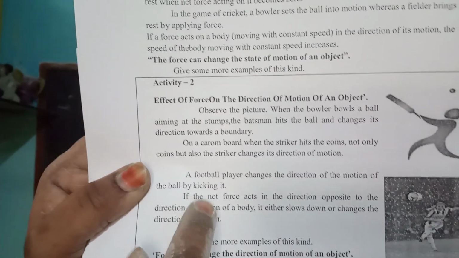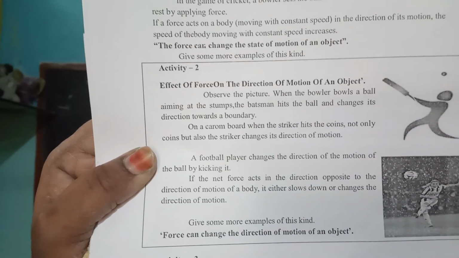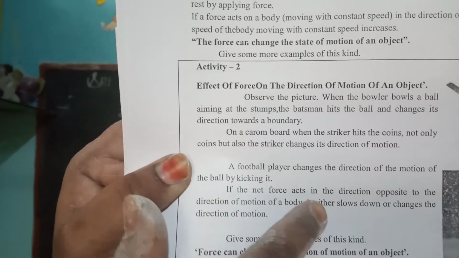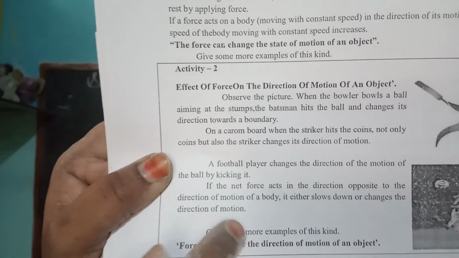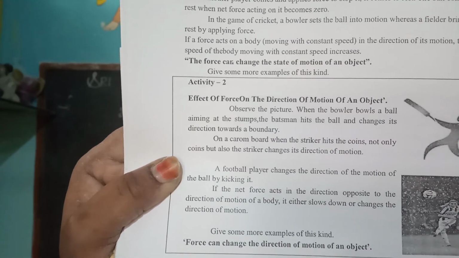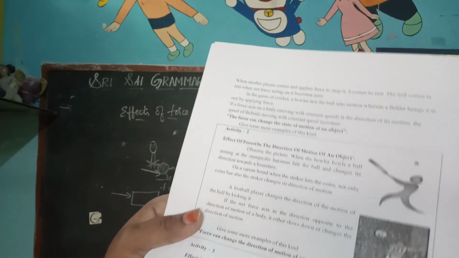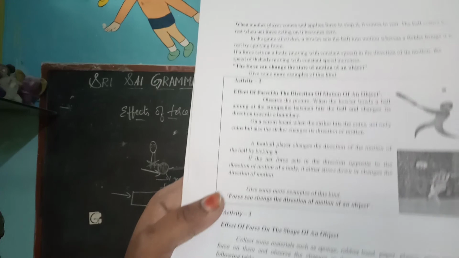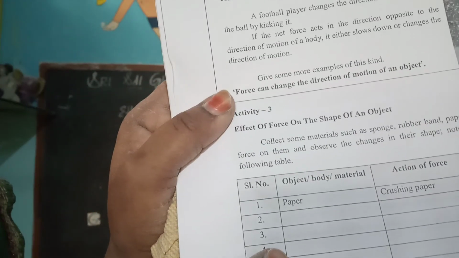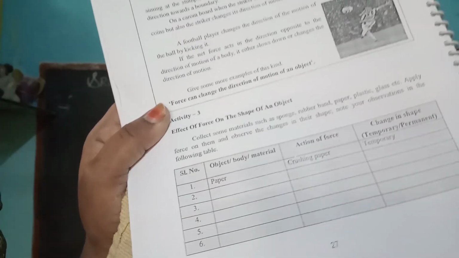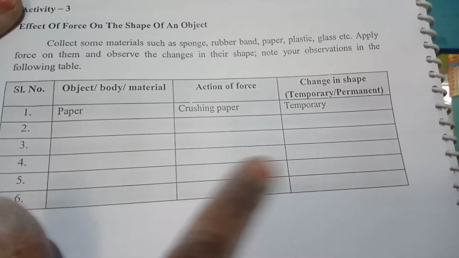Yes, if the net force acts in the direction opposite to the direction of motion of the body, it will either slow down or change the direction of motion. Some more: force can change the direction of motion of an object. These are some of the examples I'm going to give you. Also try to complete how the shape of an object changes when force is applied on an object at rest. When we apply some force on that object, how is it going to change? Everyone, try to complete this table.